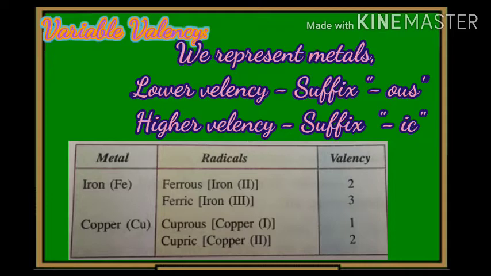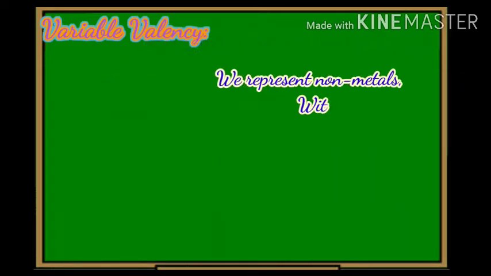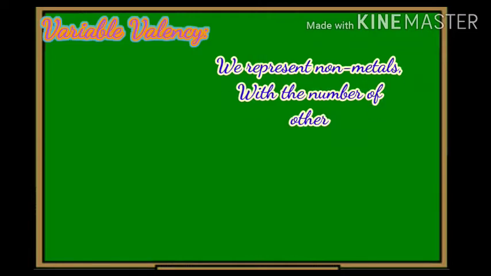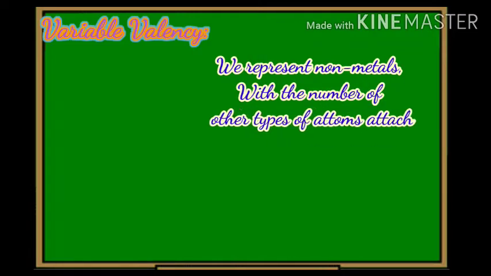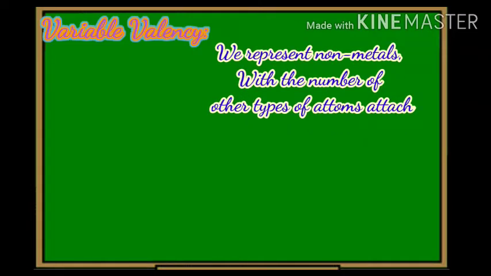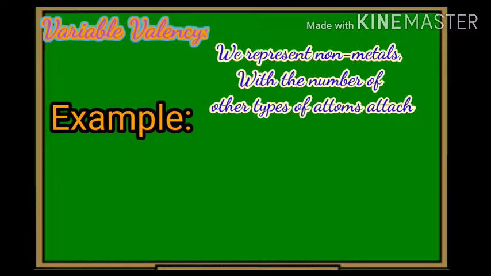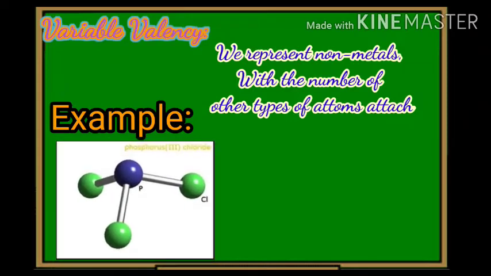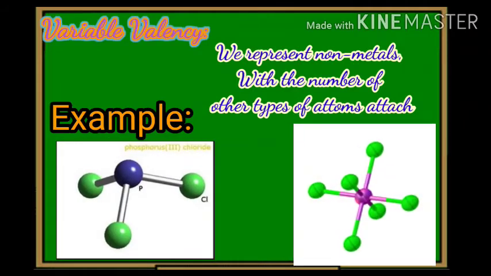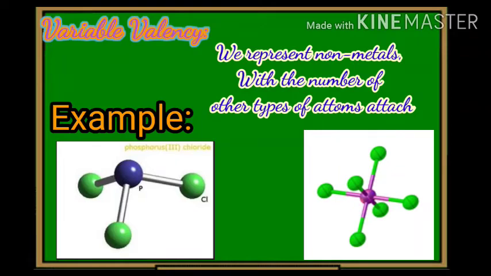In the modern method, the variable valency of an element is represented by Roman numerals like 1, 2 or 3. For non-metals, we represent variable valency with the numbers of other types of atoms which are attached to it. For example, phosphorus trichloride or phosphorus pentachloride.